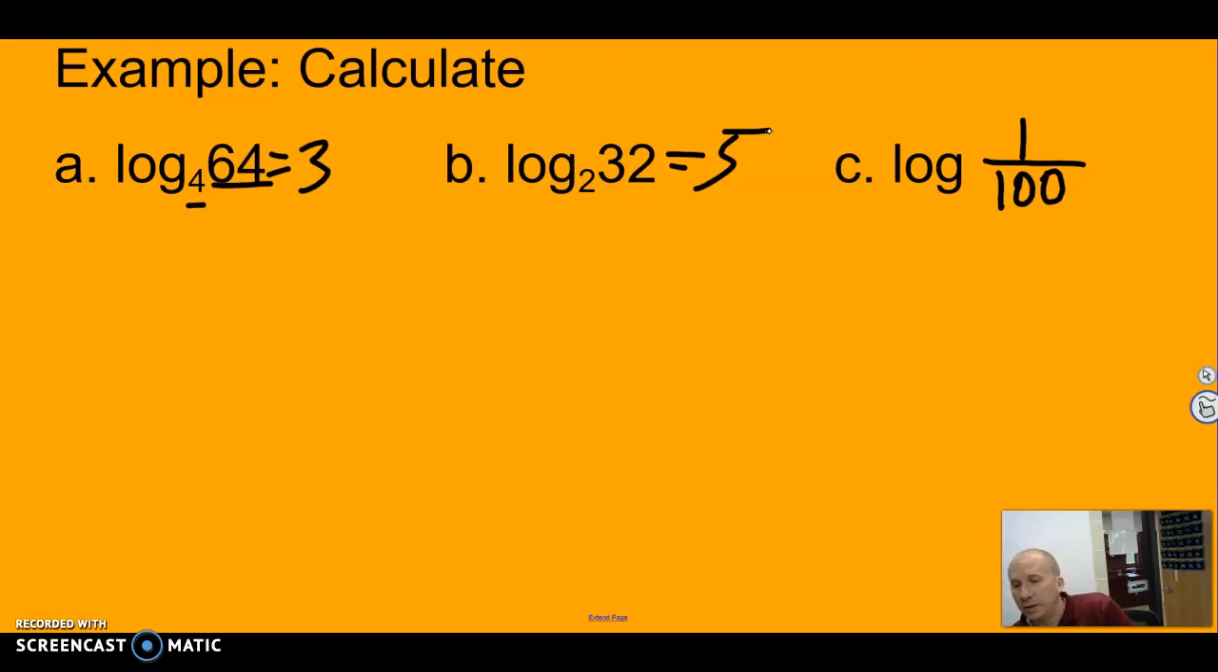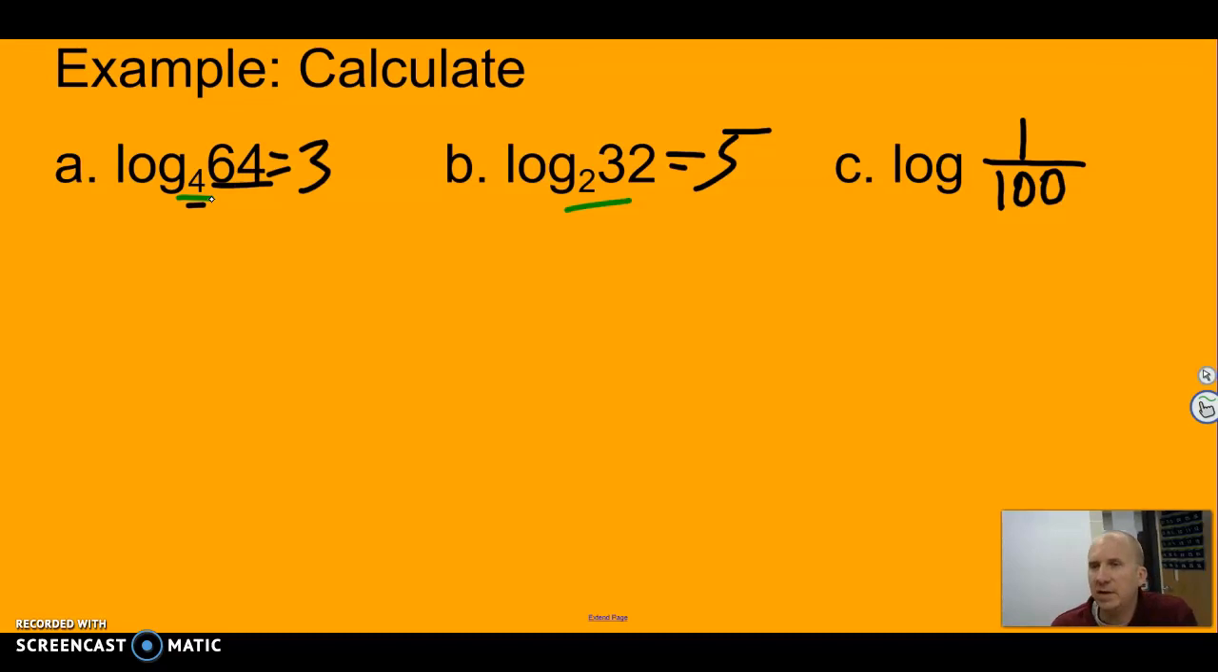Now, example 3 brings up 2 other issues we need to talk about. The first thing that probably jumps out at you is it's a fraction, and we'll deal with that second. But the other thing you notice is there's nothing down here. We don't have that base, that subscript. And just like a lot of things in math, we have an expected value there. Just like how if there's nothing in front of an x, we know there's a 1 there.